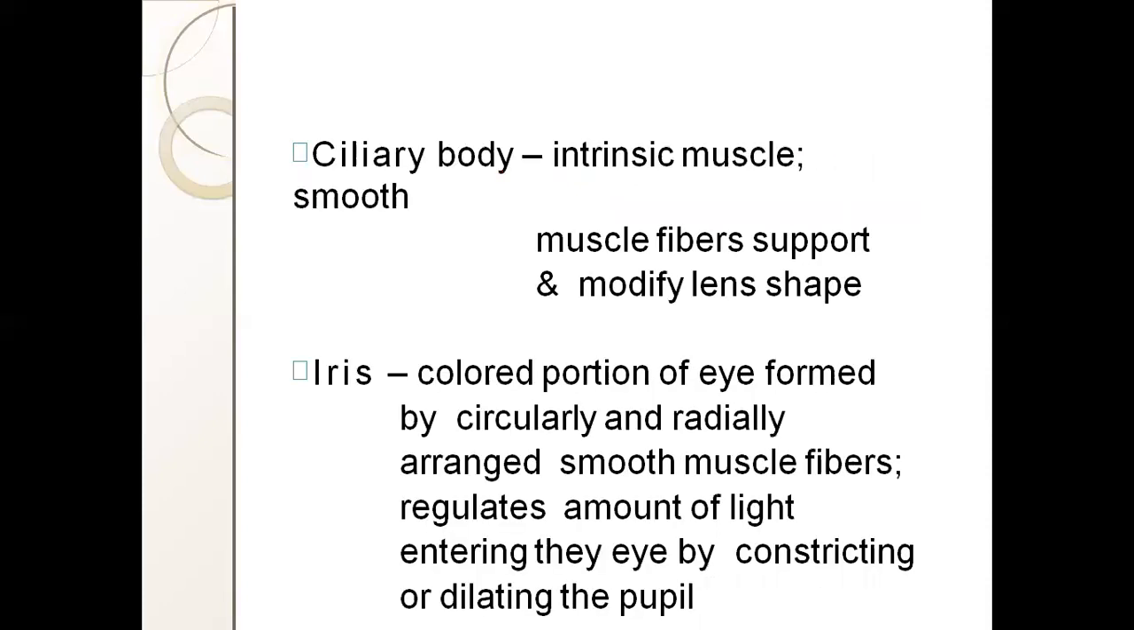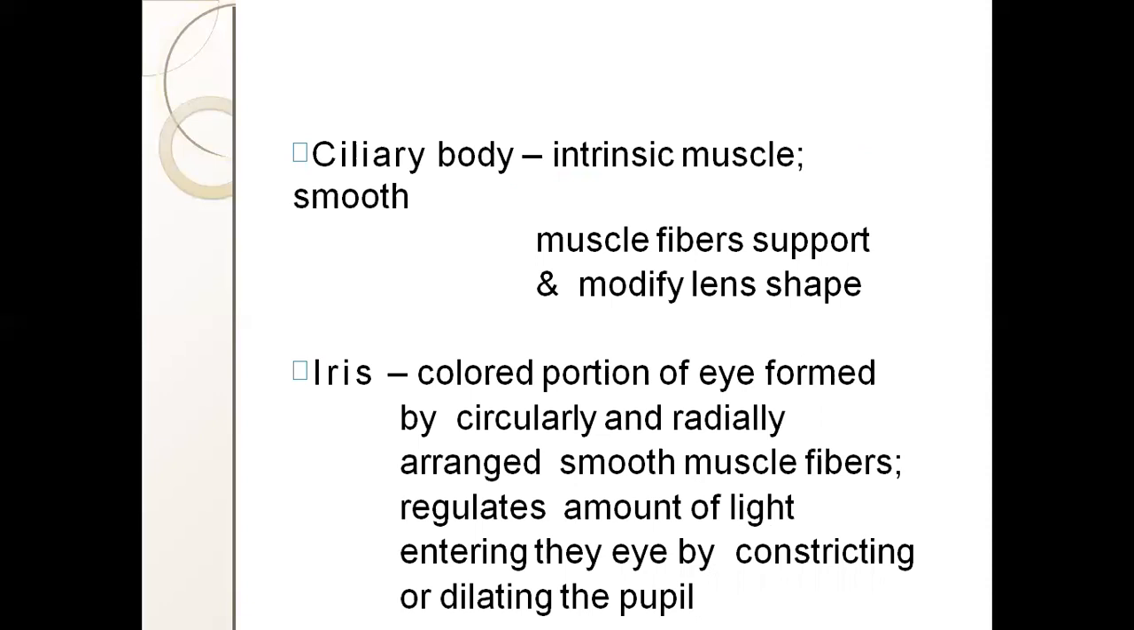Then next is the ciliary body. Ciliary body, it will be present in the intrinsic muscle. Intrinsic muscle is smooth muscle fiber, supporting and modifying the lens shape. So these intrinsic muscles will be smooth muscle fiber and will be providing the support and modifying the lens shape.